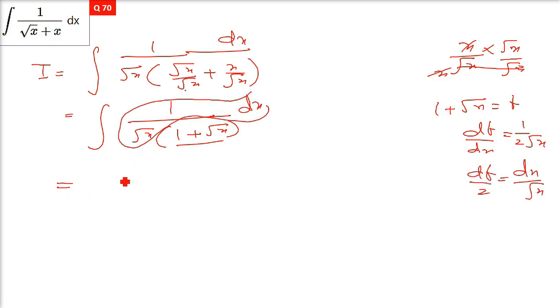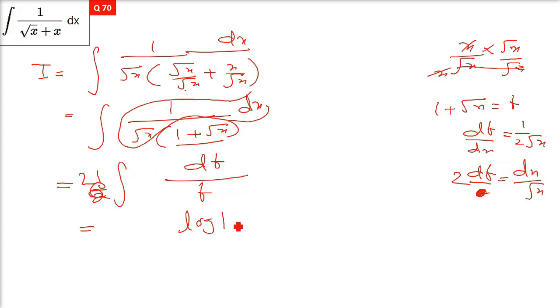So let us replace it. Dx by root x we will put dt by 2. So this dt goes here, half goes down. 1 plus root x was t. It's simply log t. The final integration will be, because integral of 1 by t dt is log t only. This is 2, not half. Okay, there is a slight change here. Log modulus of t plus constant of integration, with 2, and t was 1 plus root x, so just change it. Log in the modulus you have to take t as 1 plus root x plus constant of integration, right?